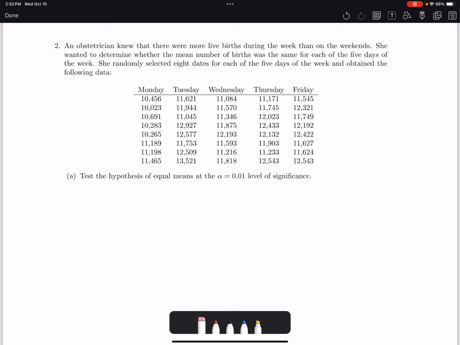Well, she randomly selected 8 days for each of the 5 days of the week, Monday through Friday, and obtained this data. So part A says to test the hypothesis of equal means at the 0.01 level of significance. This time we're going to be comparing 5 means, right? The mean for Monday, Tuesday, Wednesday, Thursday, and Friday.